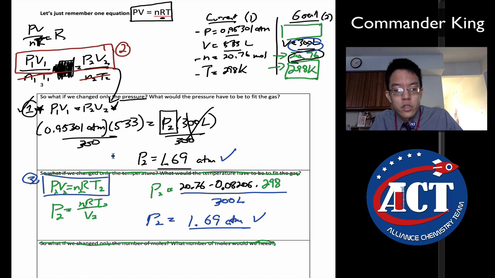Now the other two, changing the temperature, changing the moles, you have different equations, but you go about solving them the same way. So you should try those and make sure you can do it.